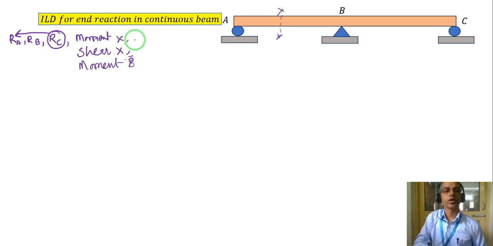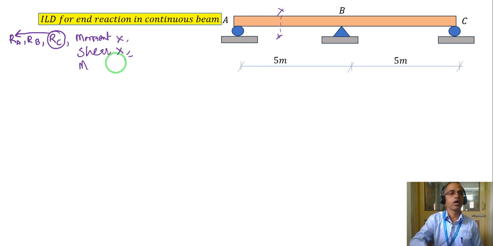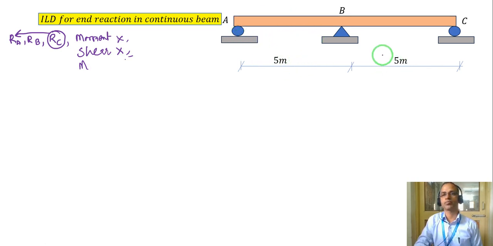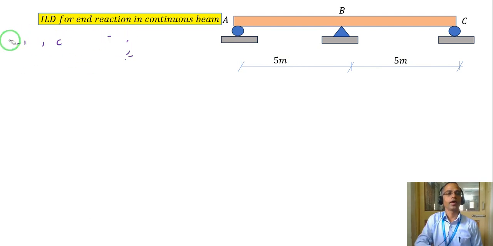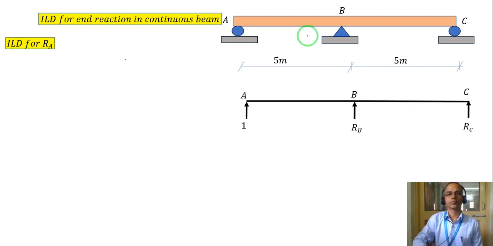So now let us discuss ILD for RA. I have taken this beam, span of AB is 5 meter, BC is 5 meter, and we would like to get the ILD for reaction at A. So now what to do? Simply apply a unit reaction at A and see the deformed shape of the beam. That will be directly the ILD.